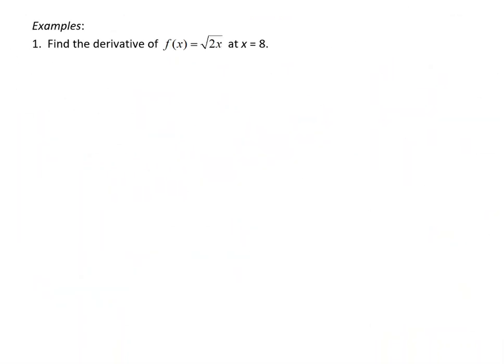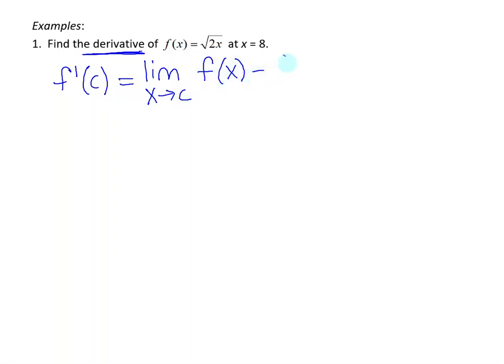Let's take a look at some examples. Find the derivative of the function f of x equals the square root of 2x at x equals 8. So we remember that the derivative, f prime of c, the derivative at a point, is the limit as x approaches c of the rate of change, f of x minus f of c over x minus c. In our problem, this is f of x, that radical function, and this is c, x equals 8. So let's rewrite what we have.